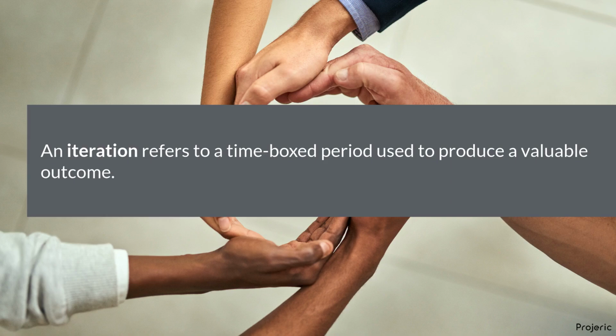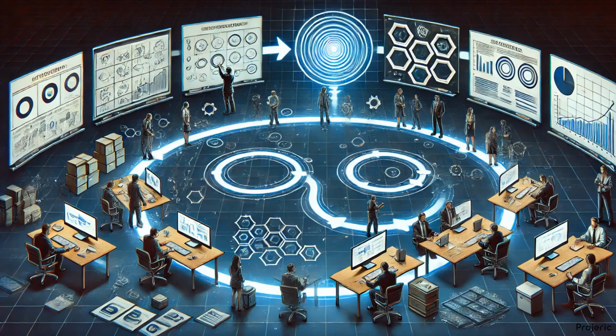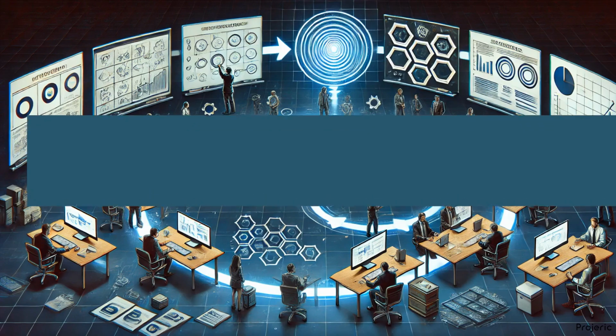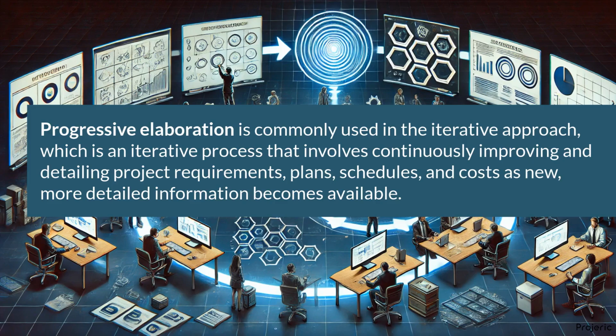In the iterative approach, the desired end result is typically known from the early phases of the project. However, the details on how to get there are unknown. Progressive elaboration is commonly used in the iterative approach, which is an iterative process that involves continuously improving and detailing project requirements, plans, schedules, and costs as new, more detailed information becomes available.